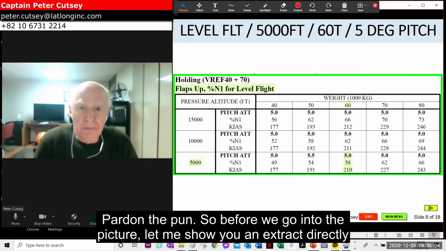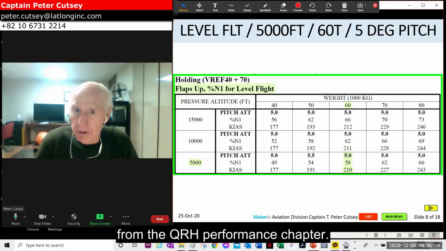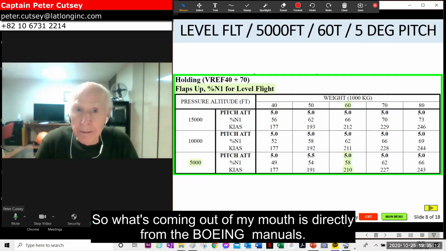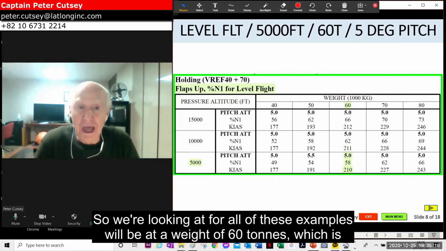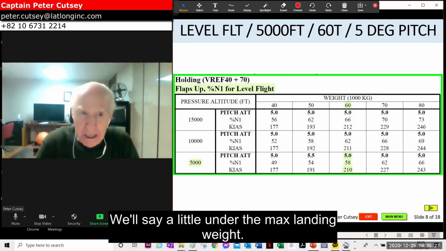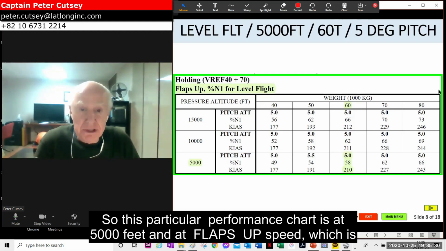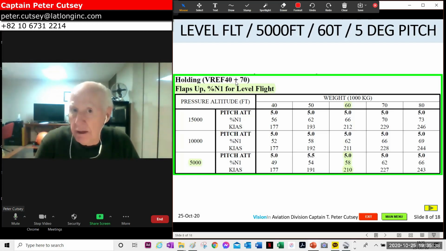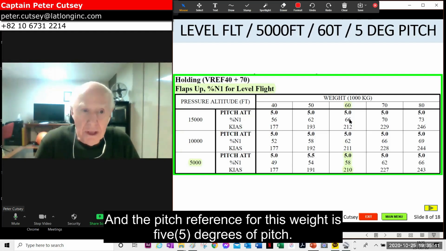So before we go into the picture, let me show you an extract directly from the QRH performance chapter. So what's coming out of my mouth is directly from the Boeing manuals. For all of these examples, we'll be at a weight of 60 tons, which is a little under the max landing weight. This particular performance chart is at 5,000 feet and at the flaps up speed, which is VREF 40 plus 70. And the pitch reference for this weight is 5 degrees of pitch.